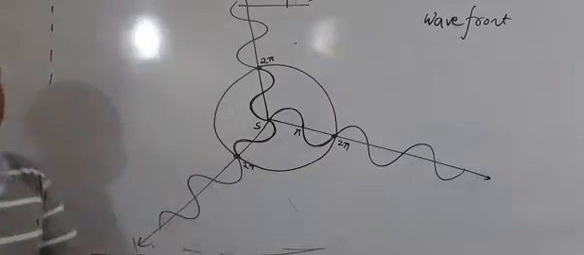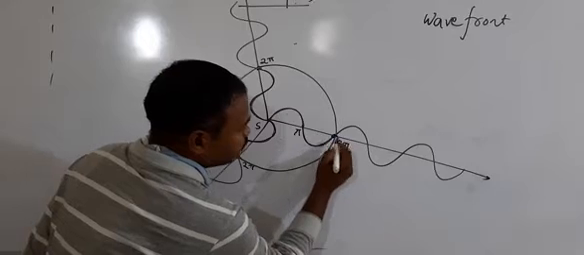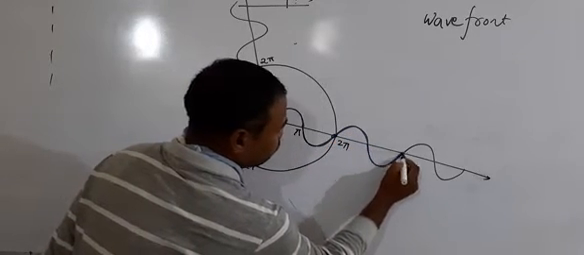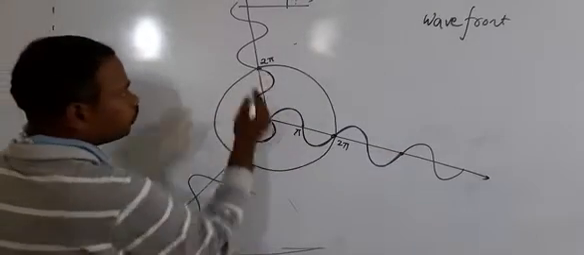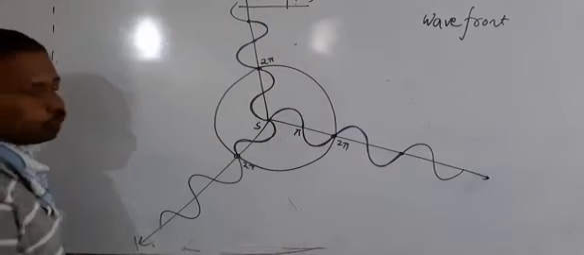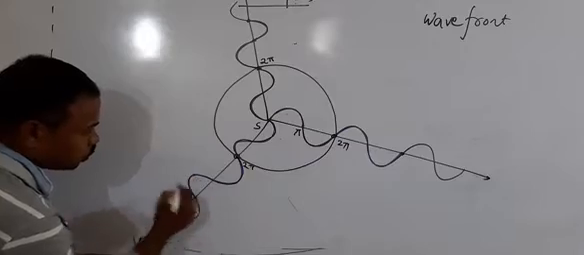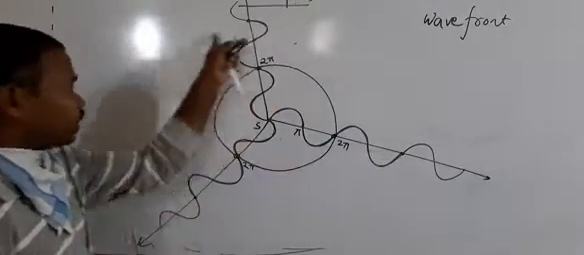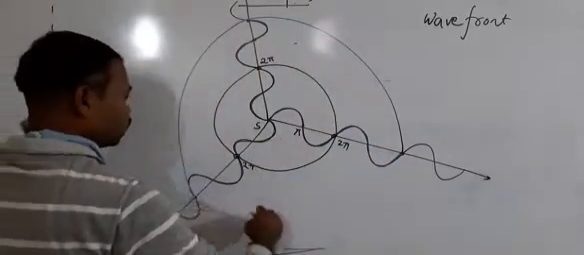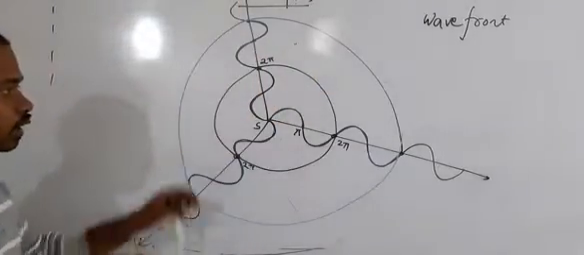Similarly, suppose from this point another wave starts, one crest and one trough. That will constitute one wave. From this point also, one crest and one trough combine to form one wave. From this point also, one crest and one trough combine to form one wave. Let us join these points. Then you are getting another wavefront like this. So you are getting several wavefronts as light propagates.